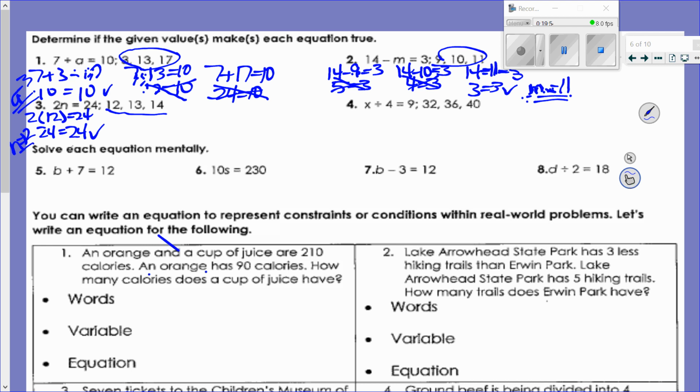So I know that n equals 12. There's my solution. I can still check the other two real quick. 2 times 13 equals 24. 26 equals 24. That's false. We'll cross it out. 2 times 14 equals 24. 28 equals 24. That is also false. We'll cross it out.